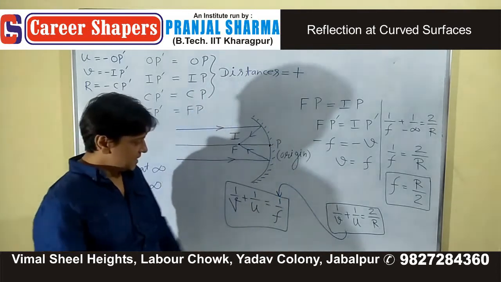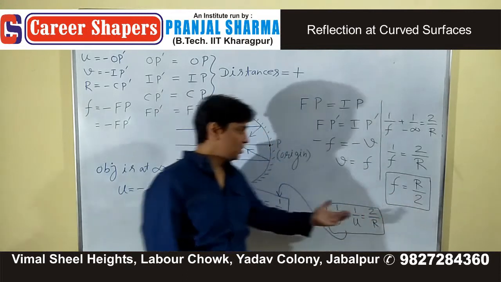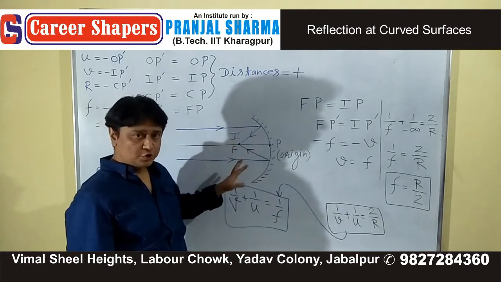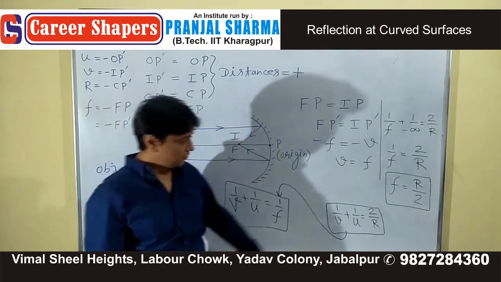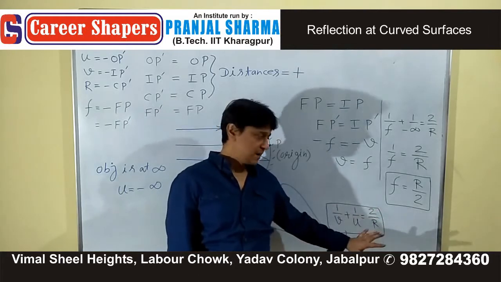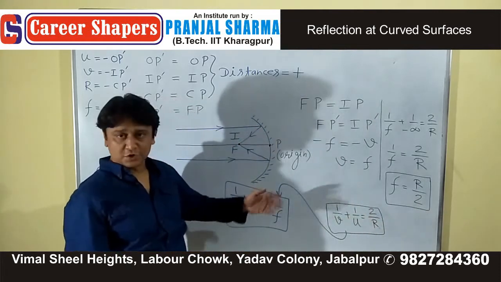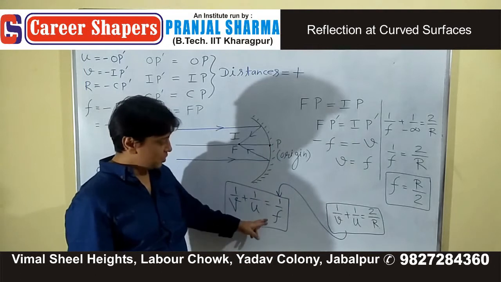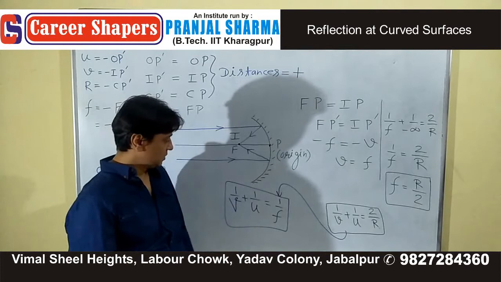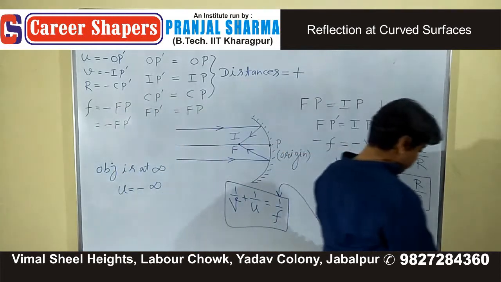Now why do we write it as 1 upon F, not as 2 upon R? It's just to define the concept of focus. If you do not wish to, there is no restriction. You can always go for this. Just take care of all these things with proper sign. But since we have reduced this 2 upon R into 1 upon F, mostly you see this version only. 1 upon F equals 1 upon V plus 1 upon U.